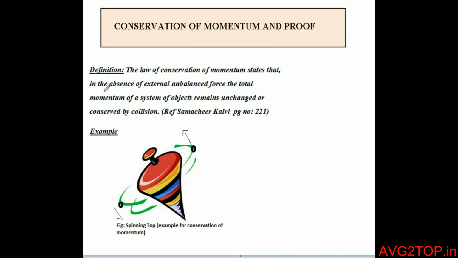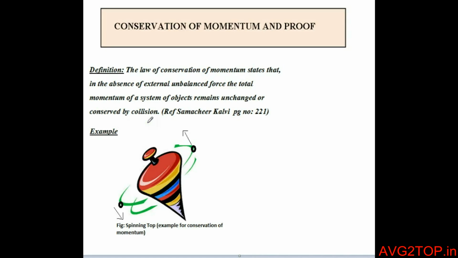What is meant by momentum is the quantity of a moving body measured as a product of its mass and velocity. So, in the absence of external unbalanced force, the total momentum of a system of objects remains unchanged or conserved. Conserved is nothing but to maintain a quantity such as energy at a constant overall total system.